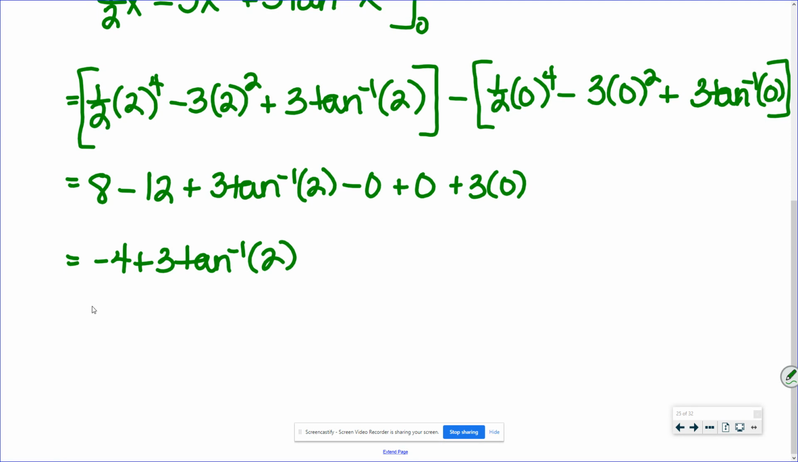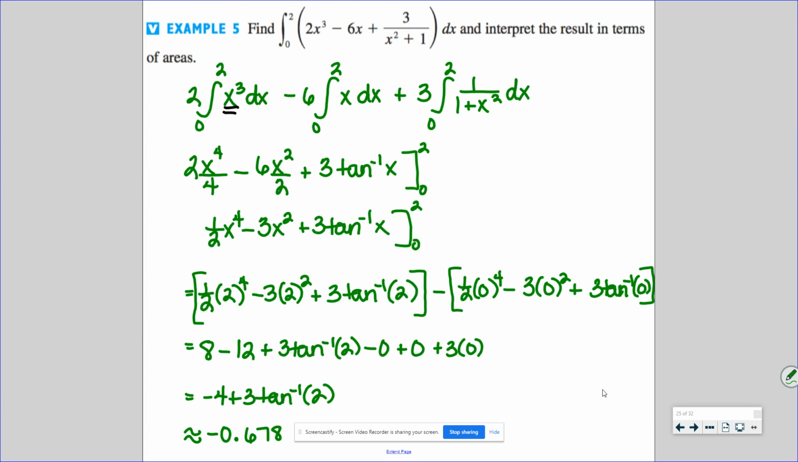And if you wanted an answer that's more specific, you would have to get a calculator. And so that's going to give you -0.678. It says interpret the result in terms of areas. That just means that when you look at your answer, do you understand that if it's negative, that means the majority of the graph is under the x-axis because of the negative solution.